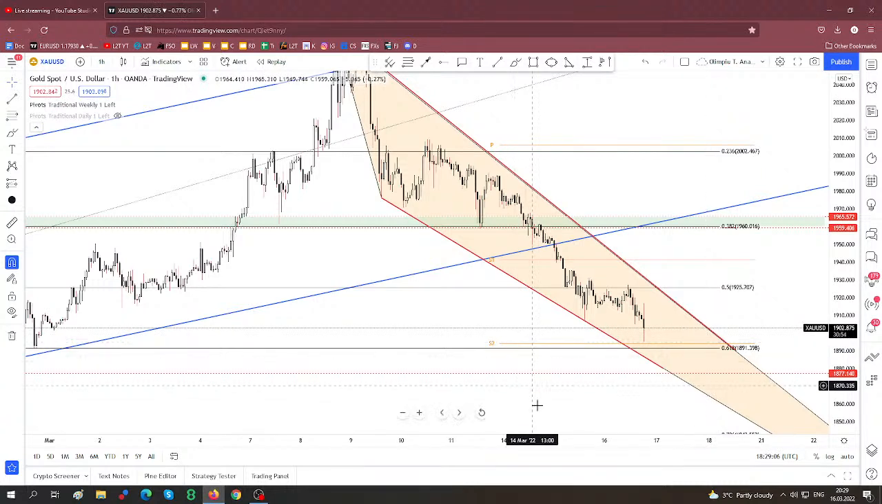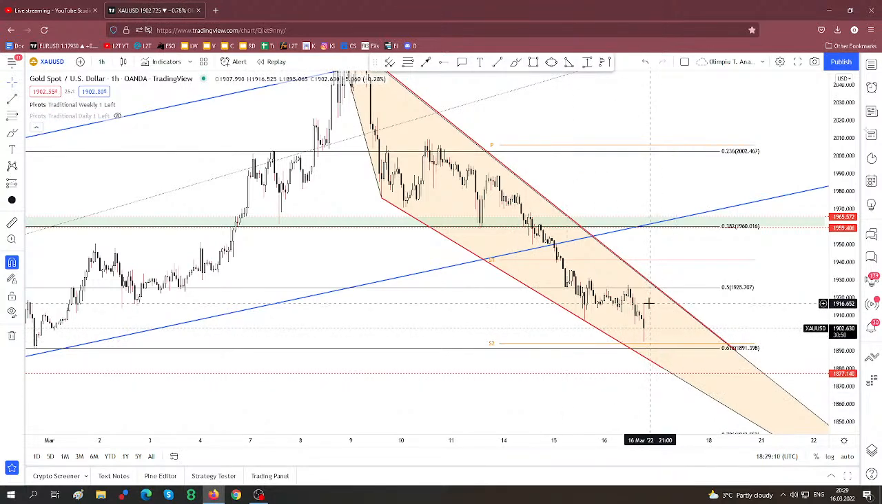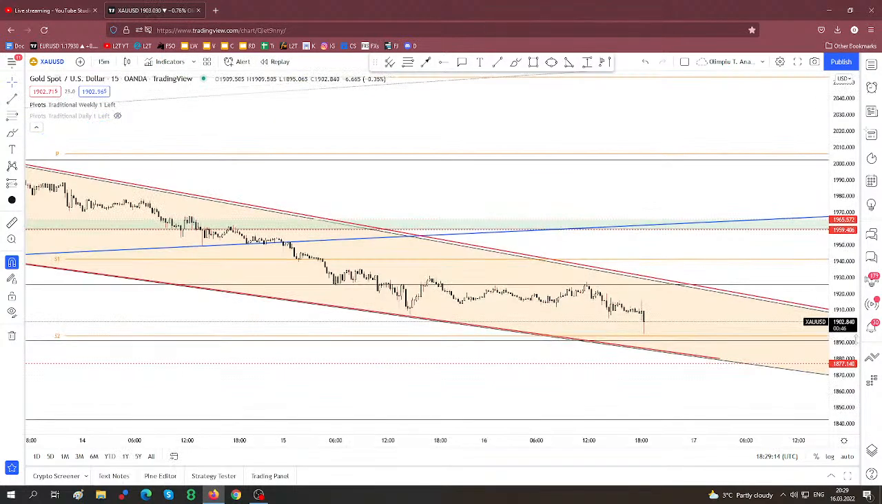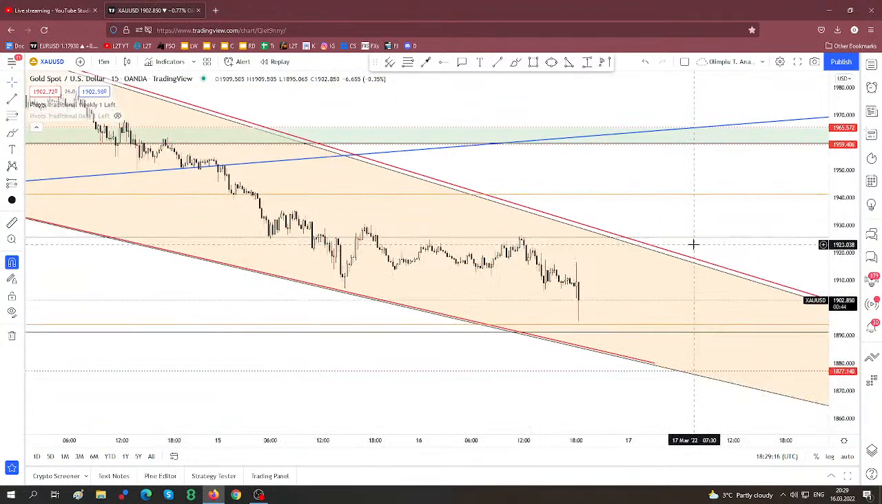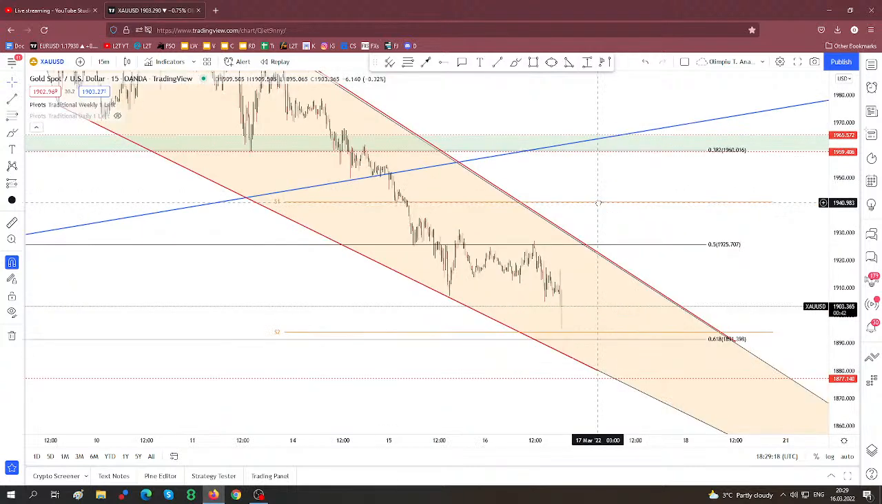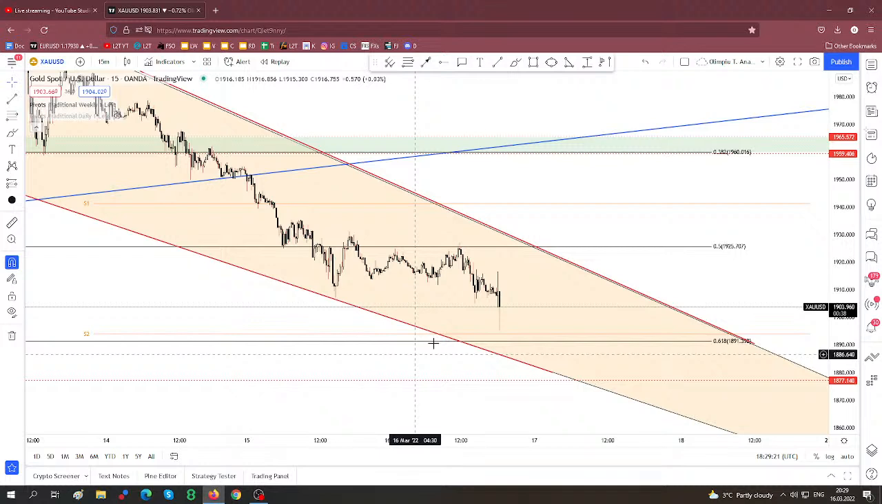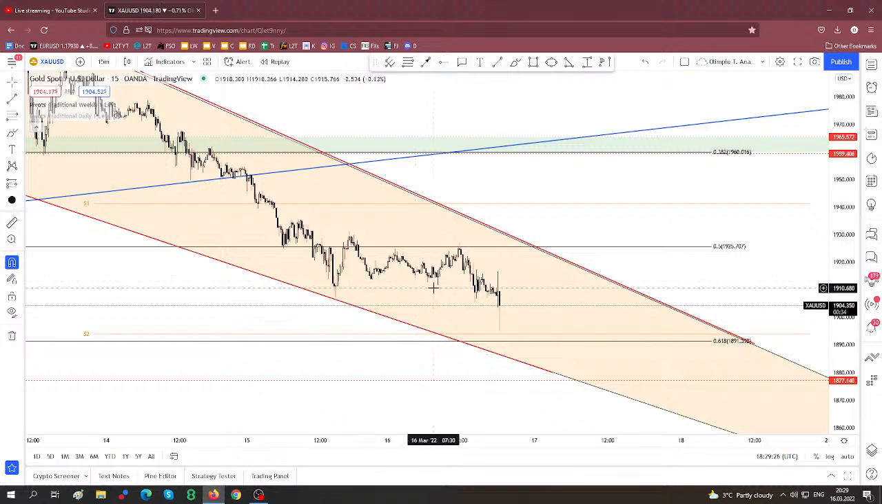but yeah, most likely we'll have sharp movements in both directions around the FOMC press conference right now. Yeah, as I've said earlier, the bearish pressure is still high, the bias is still bearish in the short term. So yeah, something like this.